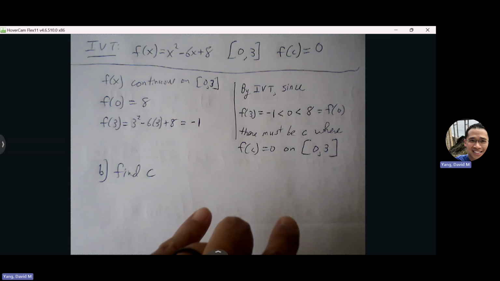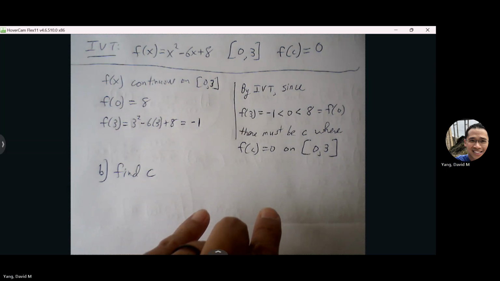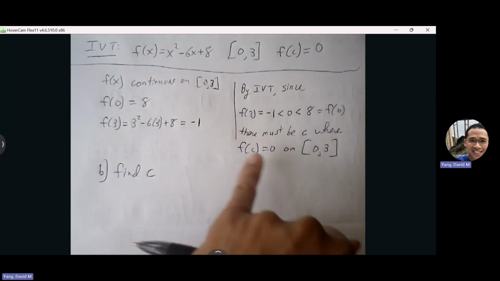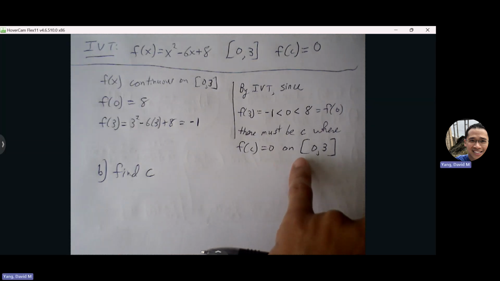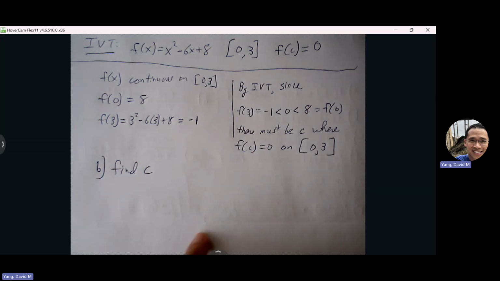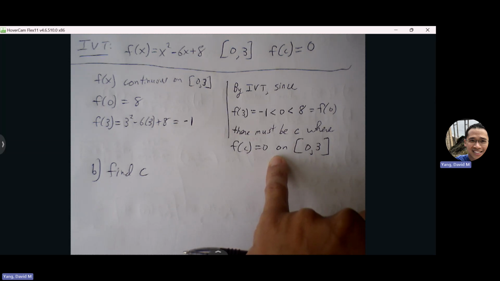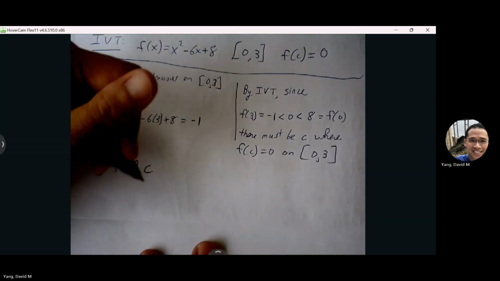What if both are outside the interval? That means we did something wrong, because from part A we've already guaranteed it. So we have to find at least one solution. If you can't find a solution in between, go back and redo your work, because by the end of part A we've already guaranteed it. So there must be a C value.